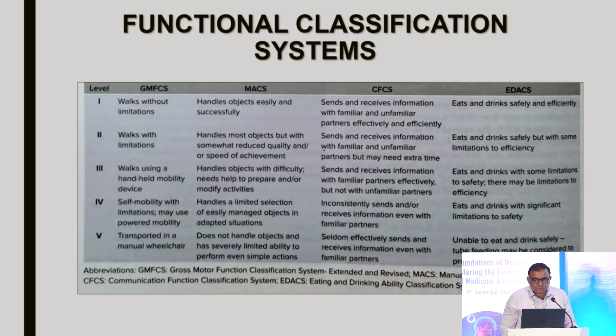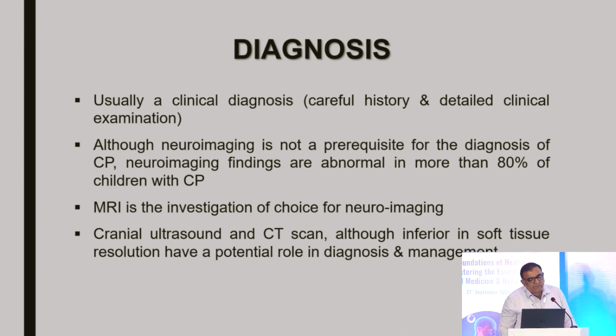the parents. Now coming to diagnosis, CP is usually a clinical diagnosis. In most cases we can diagnose clinically without any investigations, by a careful history and detailed clinical examination. Although neuroimaging is not a prerequisite for the diagnosis of CP, neuroimaging findings are abnormal in more than 80% of cases with CP. MRI is the investigation of choice for neuroimaging. Cranial ultrasound and CT scan, although inferior in soft tissue resolution, have a potential role in diagnosis and management.